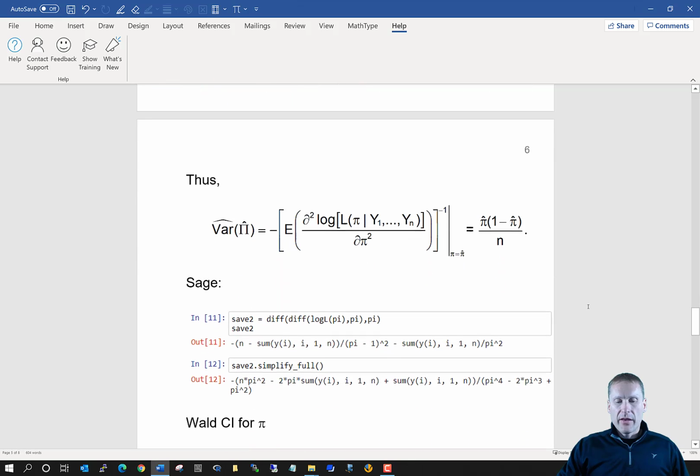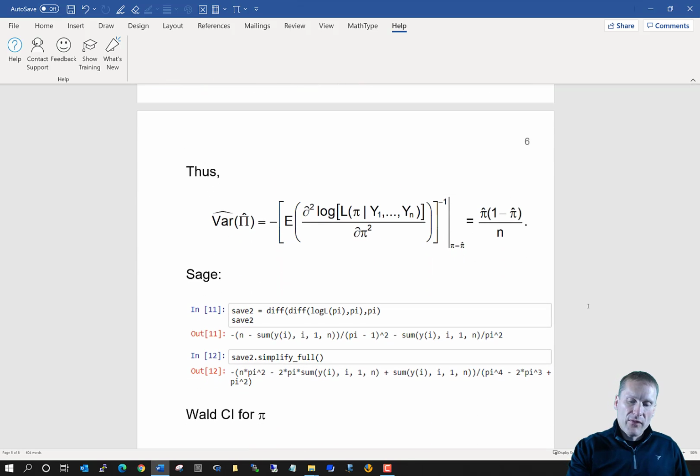Thus, the estimated variance of pi hat, my random variable, is found by inverting that n over pi times 1 minus pi. And then wherever I see a pi, I put in the corresponding maximum likelihood estimate. So now I have a pi hat in there, and here is my variance.